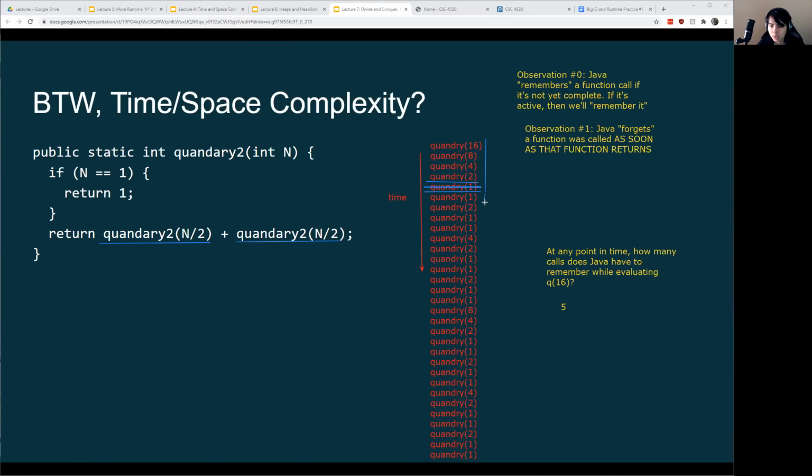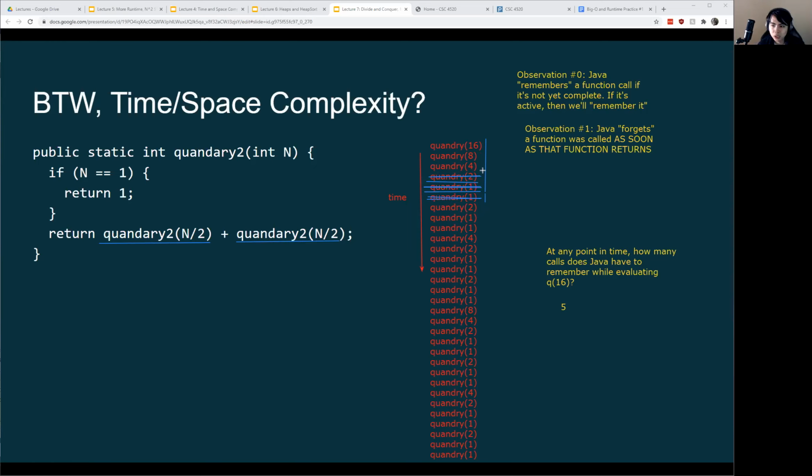Then we have to look at another quandary of 1, which means we're back to remembering 5 things. But then we return right away, so we're back to remembering 4. Now that we've finished quandary of 1 and quandary of 1, we've actually gotten the answer to quandary of 2 because we just add those 2 answers together. Now we're back to remembering 4 things.